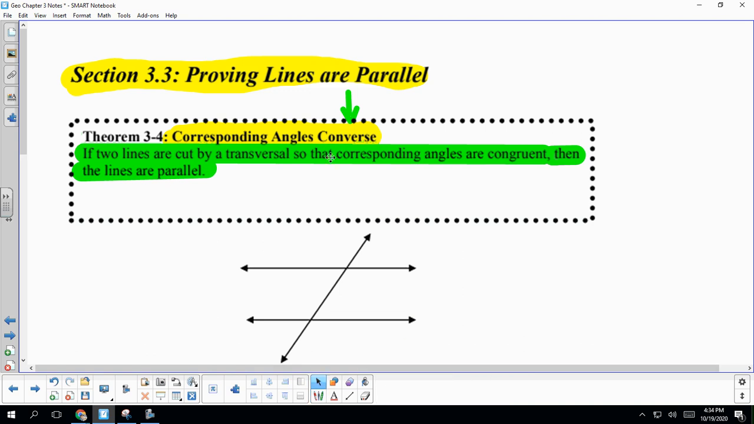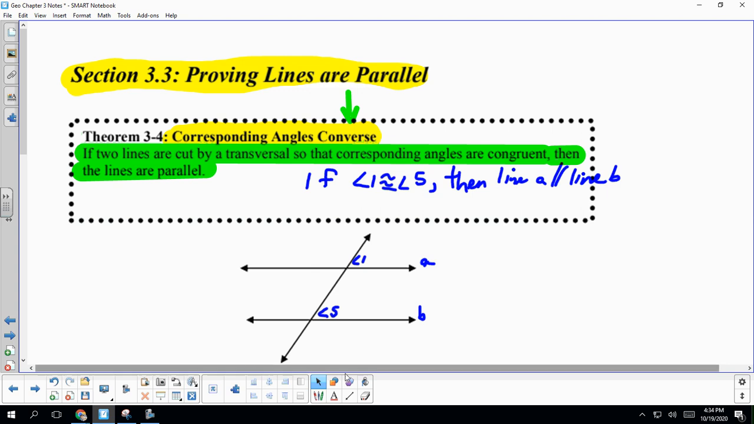So let's look at what that looks like. I'm a visual learner. Anytime I can see what we're talking about, then I know I'm good to go. So if angle 1 is congruent to angle 5, then lines A and B are parallel. Let me just remind you, when lines are parallel, they get the little arrows on them. So if angle 1 is congruent to angle 5, we can say A and B have to be parallel.